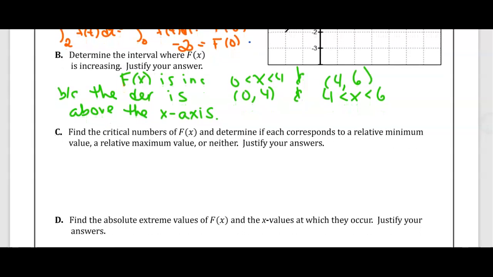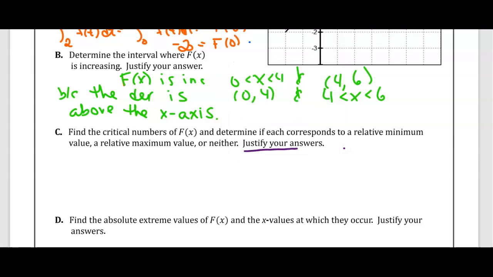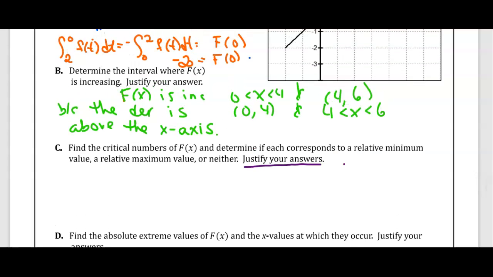Find critical points and then determine if each corresponding is a relative minimum, maximum, or neither. Justify your answer. Let's get a new color. Not this hard of a choice, but it is for me apparently. I'm going to go here, and I want you to underline this to make sure that you write me words. So, I need my picture.